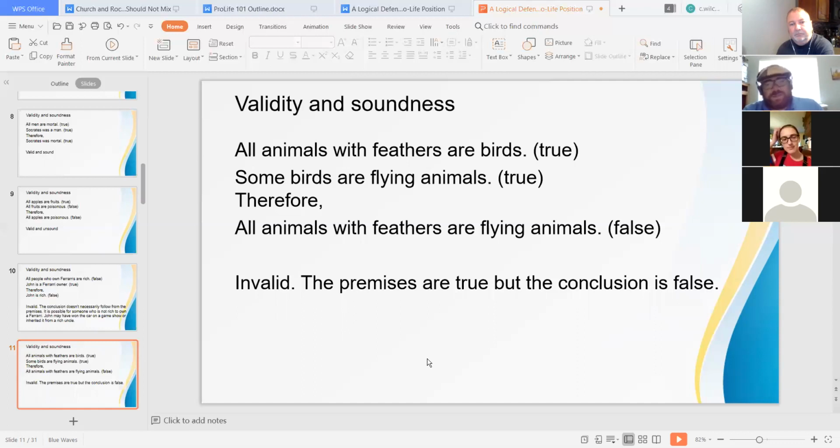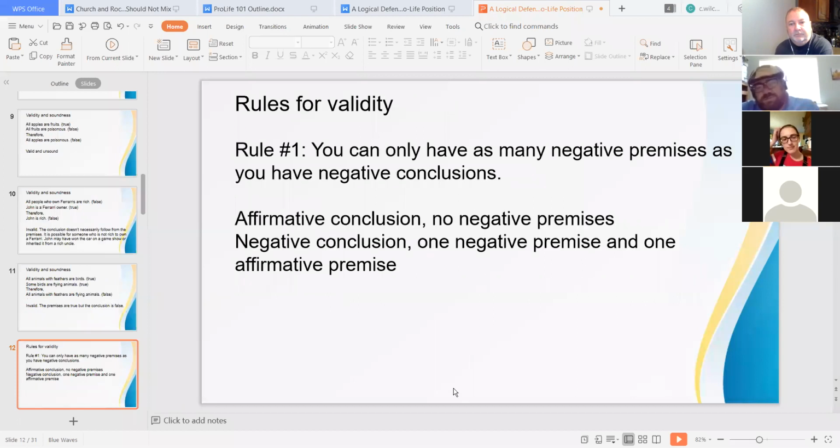We know that not all animals with feathers are flying animals. So even though the two premises are true, the conclusion is false, because in a valid argument, you cannot have two true premises and a false conclusion. So this is another example of an invalid argument. So we don't even need to go on to see if it's sound or not.